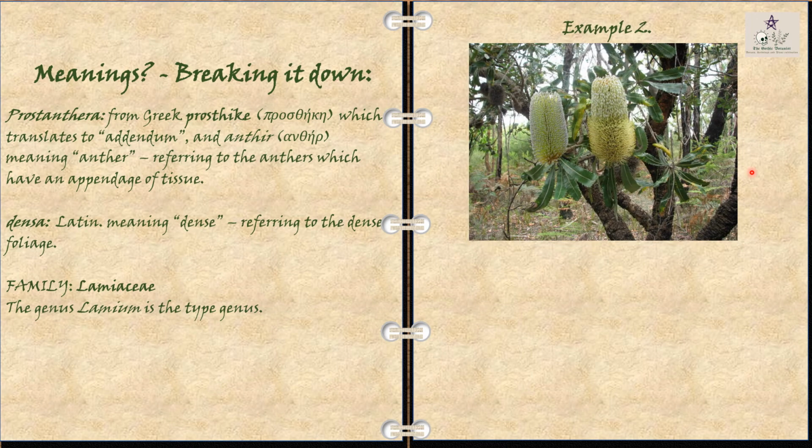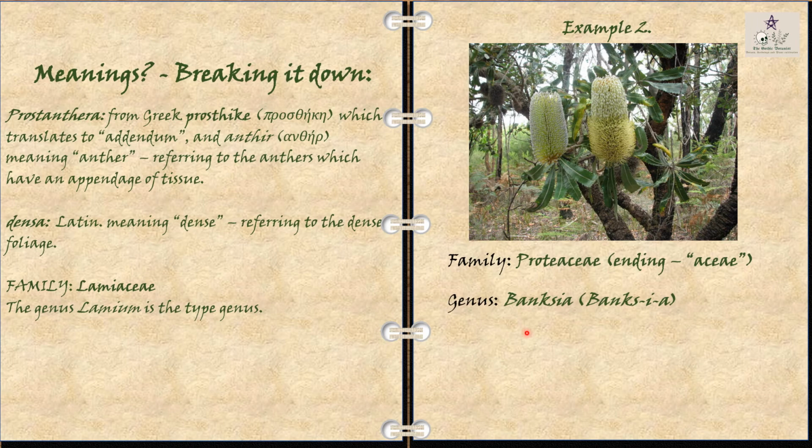I'm just going on to example 2. I did say I wanted to keep these short. I'm really trying. This particular plant, iconic in Australia, Proteaceae. That's the family, A-C-E-A-E, it's got that ending. The genus, nice and simple, Banksia.